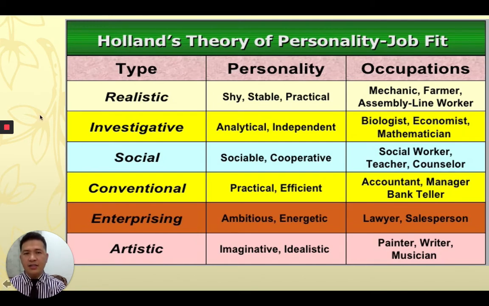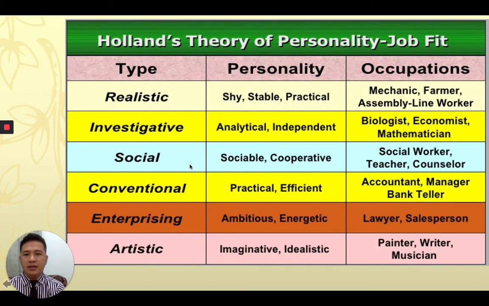This is Holland's theory of personality job fit. First is realistic. You are a shy, stable, practical person. The occupations for these type of people are mechanic, farmer, assembly line worker. Let's move to number 2, investigative. The personalities of this type are analytical, independent. The occupations are biologist, economist, mathematician.